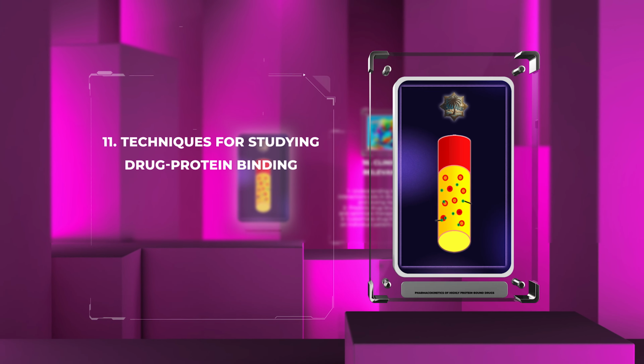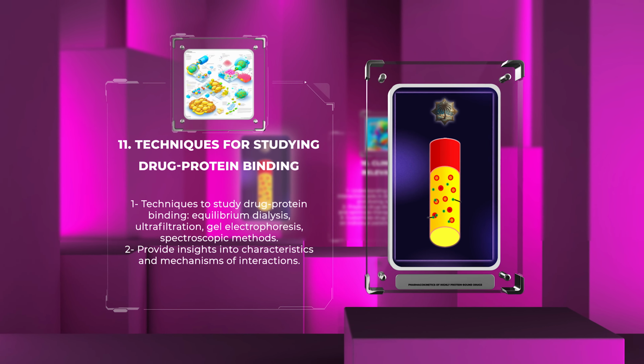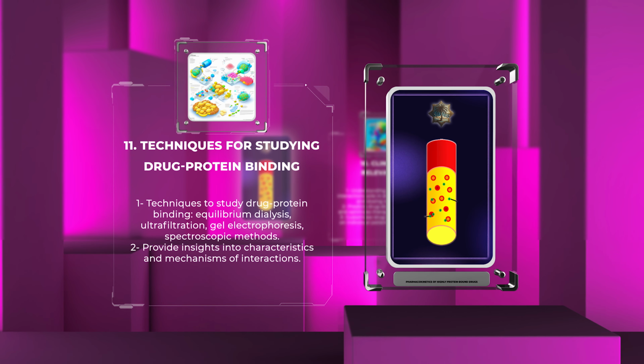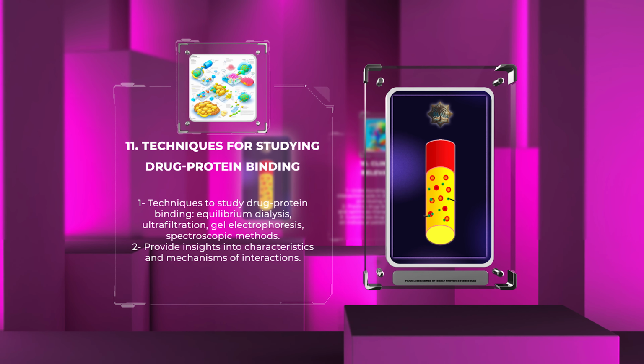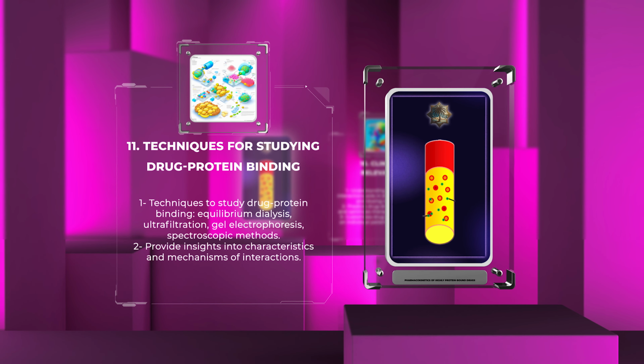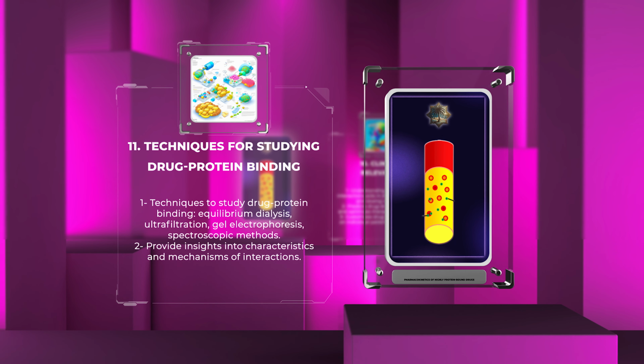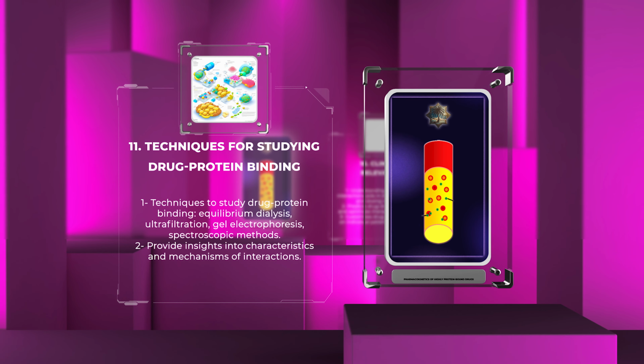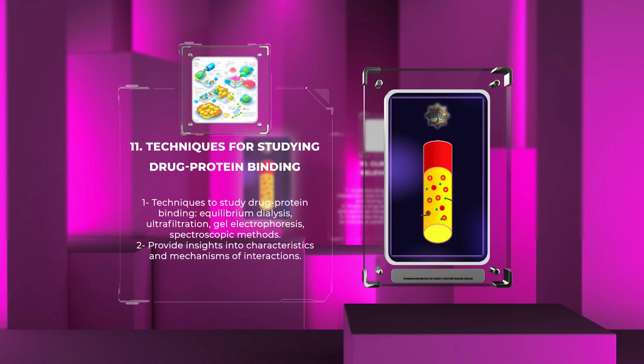Various techniques are available to study drug-protein binding. These include equilibrium dialysis, ultrafiltration, gel electrophoresis, and spectroscopic methods like fluorescence and nuclear magnetic resonance. These techniques provide valuable insights into the characteristics and mechanisms of drug-protein interactions.